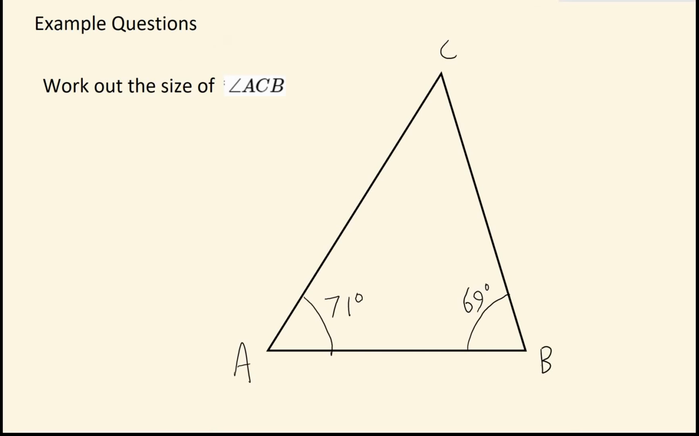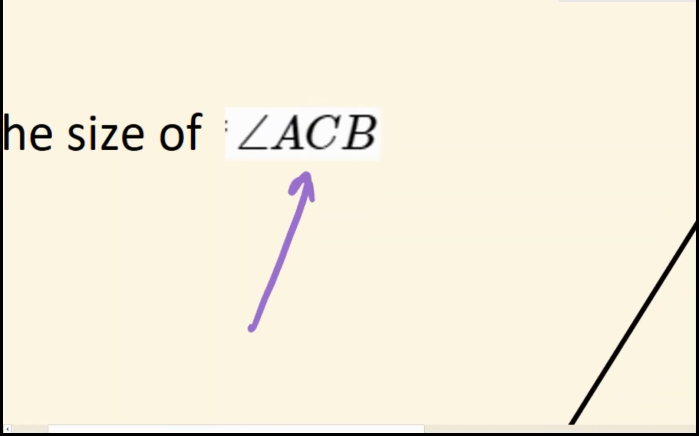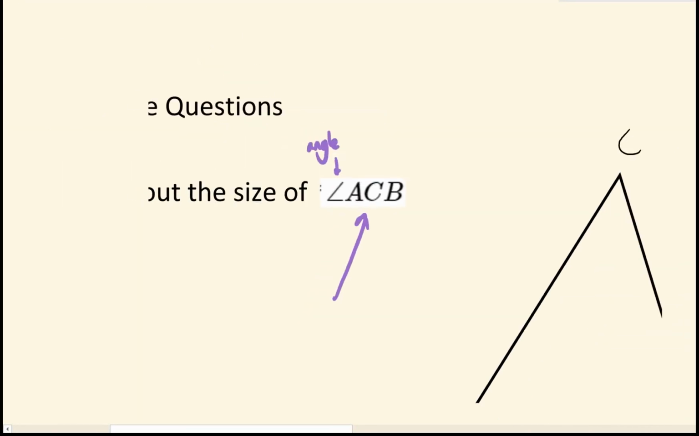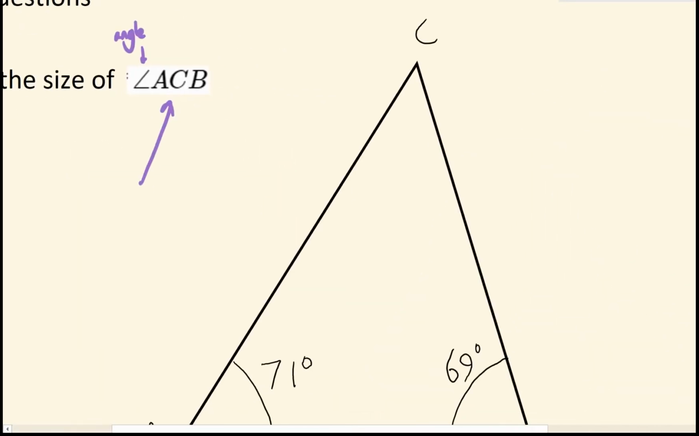Okay, I'll go for a couple more examples. Some new notation here if you're not used to it. We were asked to work out the size of this funny fella here. This symbol here, this little arrow kind of thing, basically is a shorthand way of writing angle. So saying work out the size of angle ACB.